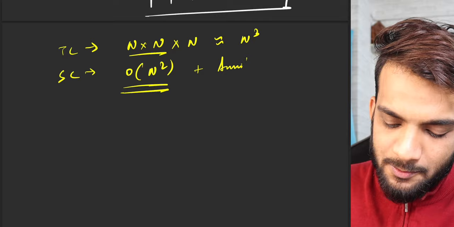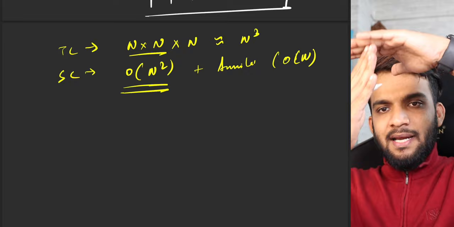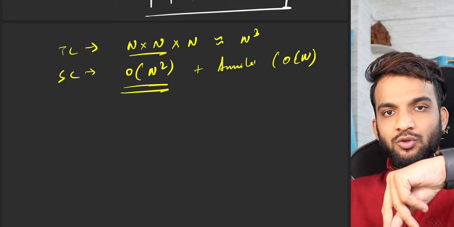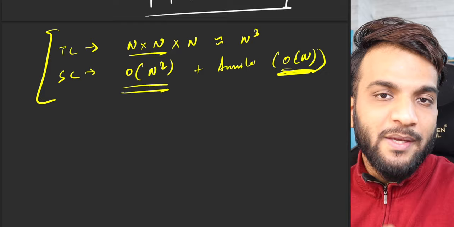Because if you're bursting n balloons, it will take up a depth of n, because every time you select a balloon, balloon 1, balloon 2, balloon 3. So the depth will be big O of n. So this is what the time complexity and the space complexity will be. And in the next step, I will be coding this recursive solution.